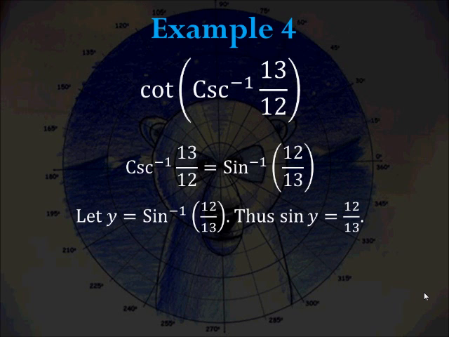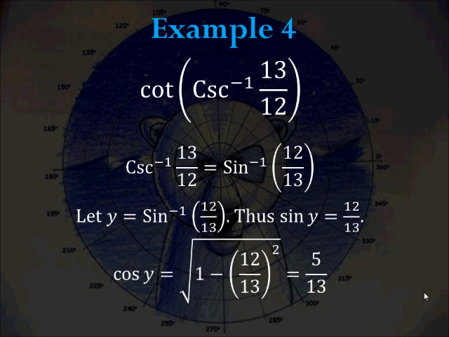If we let y equal the inverse sine of 12/13, the sine of y equals 12/13. Now we can solve for the cosine of y using the identity sine squared y plus cosine squared y equals 1. If we use that identity and solve for cosine y, we get the square root of 1 minus sine squared of y, or the square root of 1 minus 12/13 squared. I will tell you that that ends up being the square root of 25 over 169, which simplifies into 5/13.